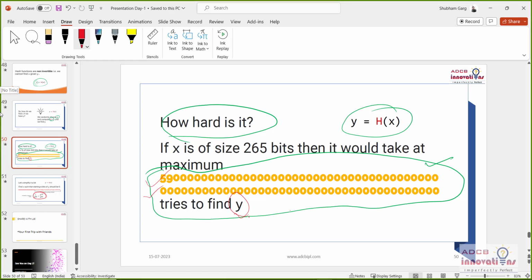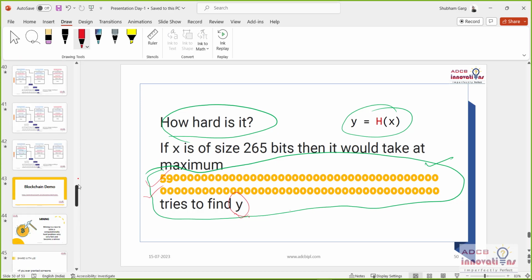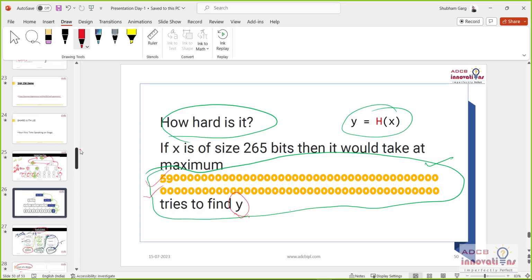So this is why blockchain is immutable, and this is how the proof of work system in a blockchain works. And that's why we say it is safe and secure.